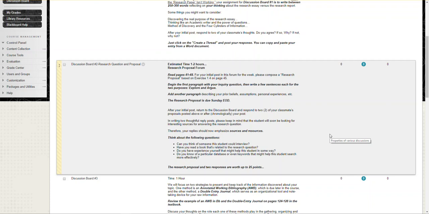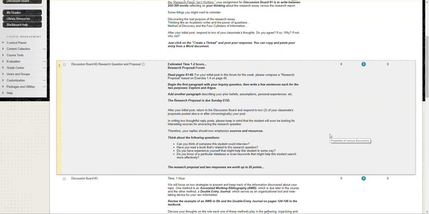Now, I know we've talked in class about exploring and arguing, two different organizational patterns for the research essay. So, you want to talk about your particular topic. What is it you want to explore? And if there is an argument, what you would argue about your particular topic.